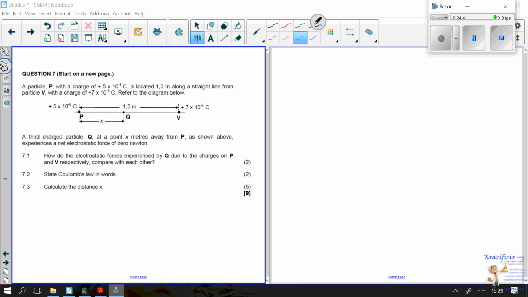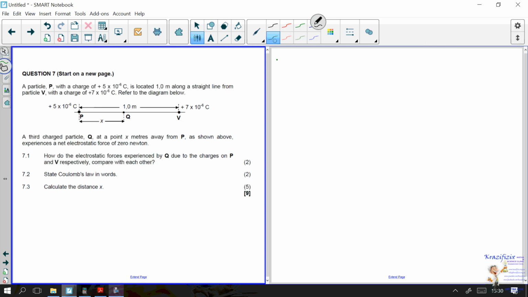Question number 7, electrostatics, grade 11 question. A particle P with a charge of positive 5 times 10 to the power negative 6 is located 1 meter along a straight line from a particle V, with a charge of positive 7 times 10 to the power negative 6 coulombs. Refer to the diagram below. Alright, that's your diagram. A third charged particle Q at a point x meters away from P, as shown above, experiences a net electrostatic force of 0 Newton. Very key. 0 Newton. How do the electrostatic forces experienced by Q due to the charge on P and V respectively compare with each other?